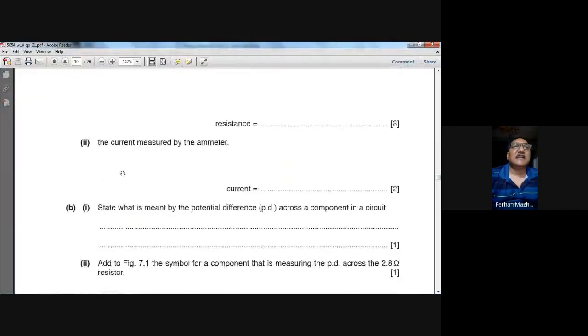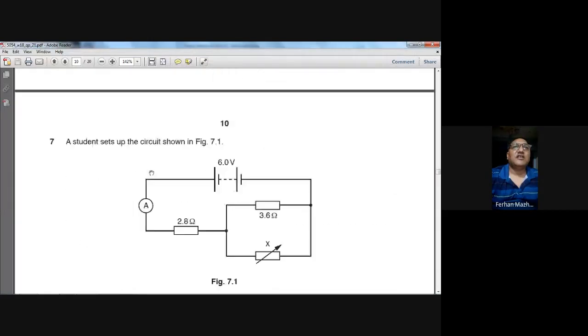Then he says the current measured by the ammeter. This ammeter is measuring the current which is coming out of the battery. The current coming out of the battery can be calculated by a formula.